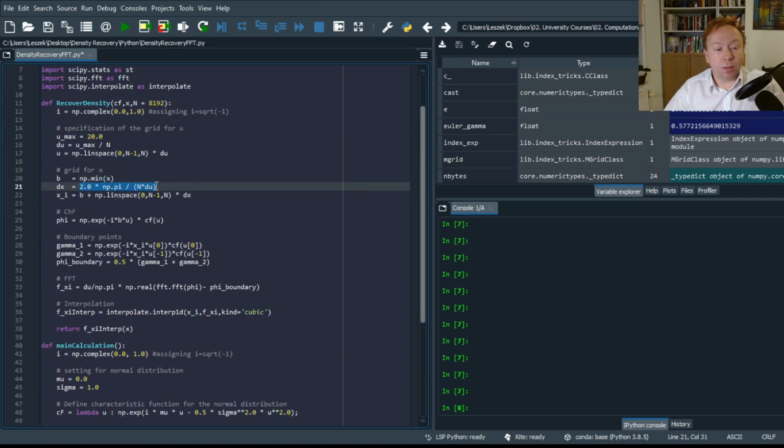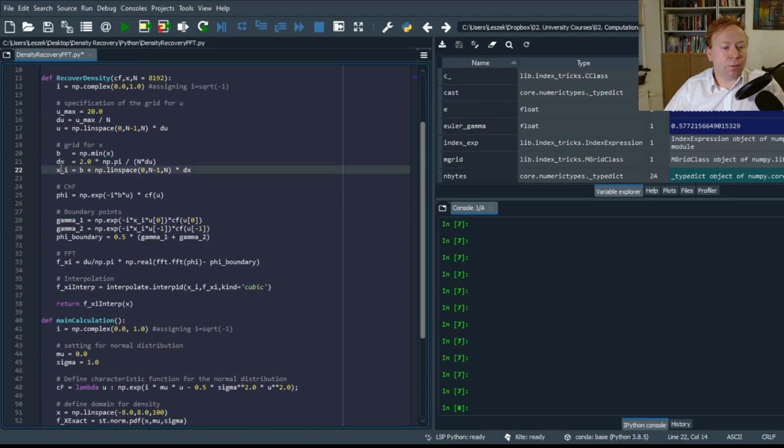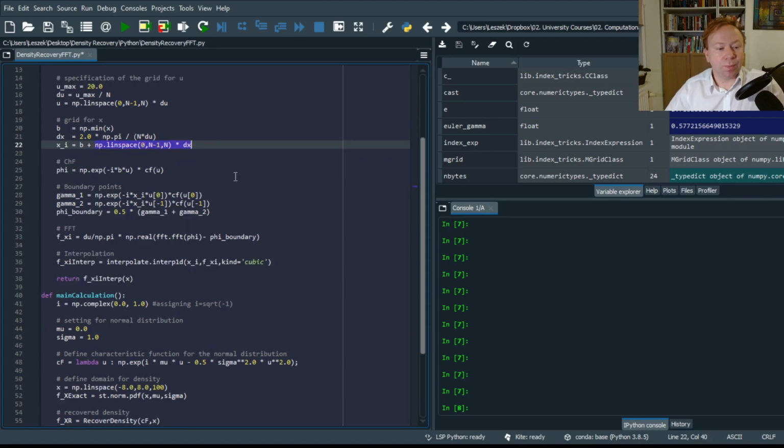Again, in this case, we use this relation between dx and du. Remember, dx times du was equal to 2 times pi divided by n. So this is the relation that we are also using here. And of course, given the minimum, we have a grid now. So it's the minimum, so b plus n space with dx spacing, until the number of grid points is reached.